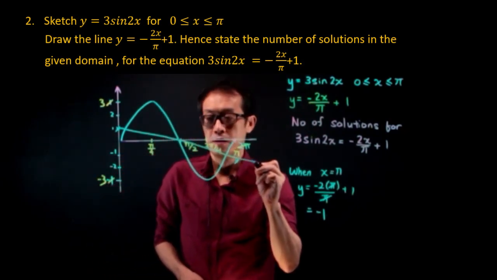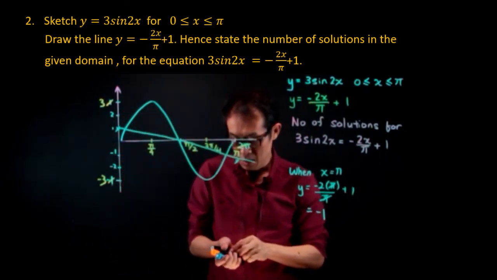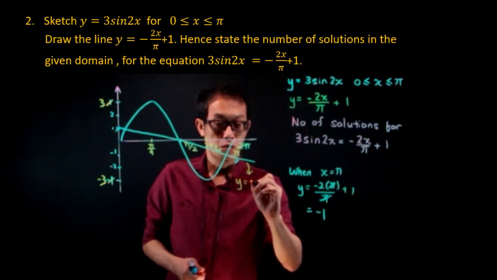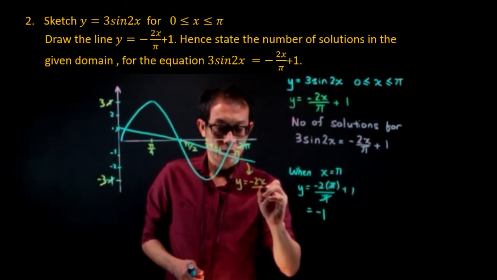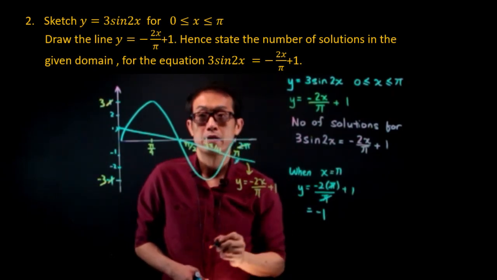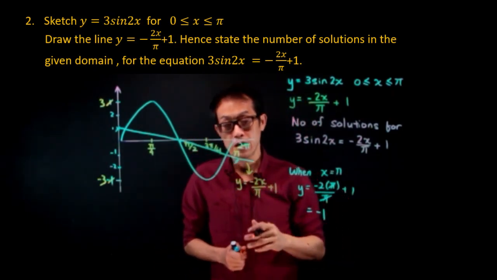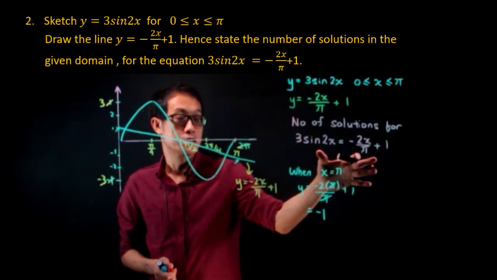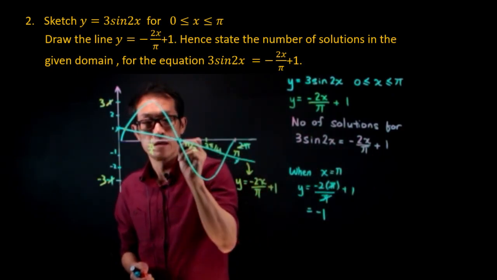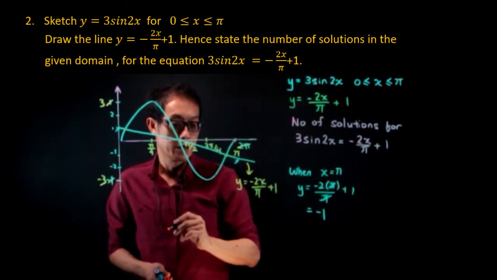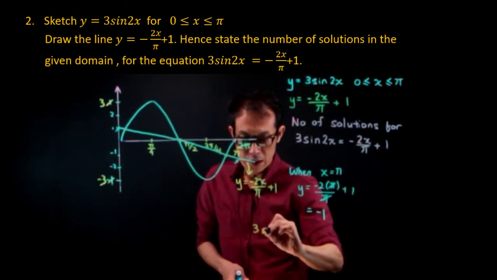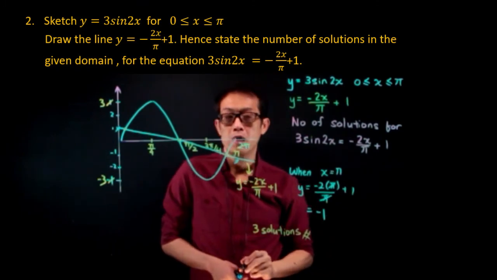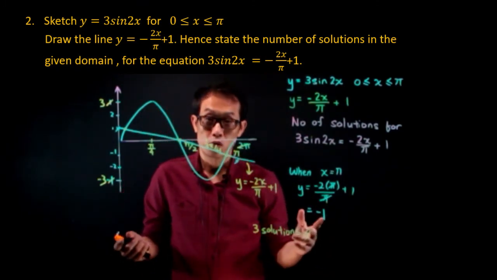So this line is y is equals to minus 2x over pi plus 1. So the last part of the question is that it asks you how many solutions there are for this equation. So you have 1, 2, and 3. Alright, the answer is 3 solutions. Alright, for that, let's move on to question 3.